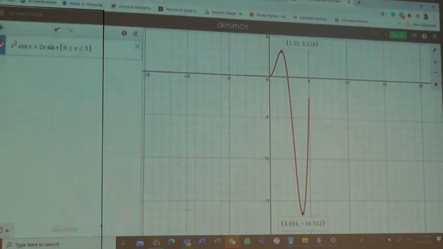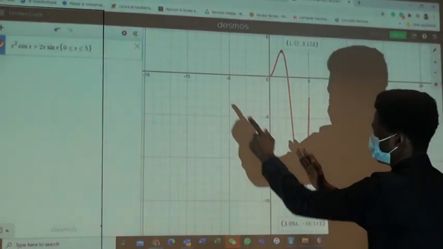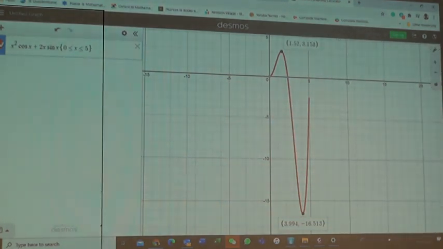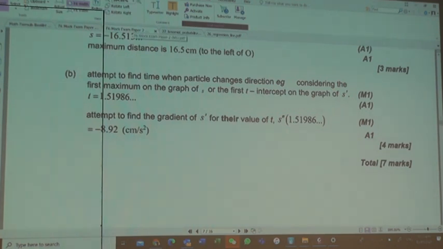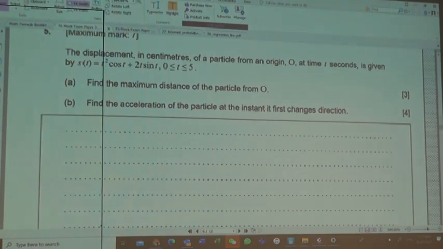Does that make sense? Within this interval, if you don't put that interval, there will be other things. Okay? So quickly, the next question is asking you, I know it's a bit technical. If care is not taken, you probably miss it.